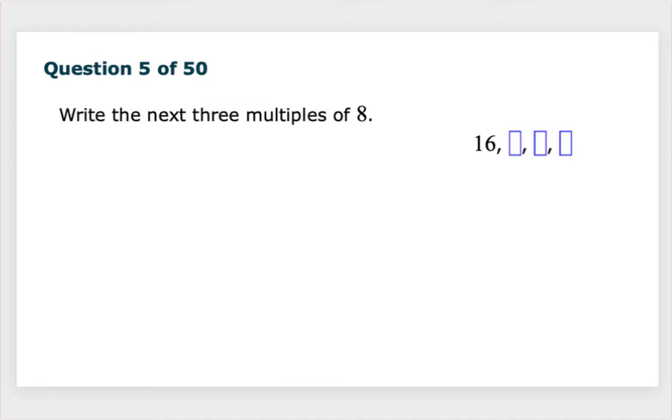Number 5. Write the next 3 multiples of 8. So this is 8 times 2. This one will be 8 times 3, which would be 24. 8 times 4 would be this one. It would be 32. 8 times 5 would be this one. It would be 40. So we are starting with 8 times 2, 3, 4, 5.